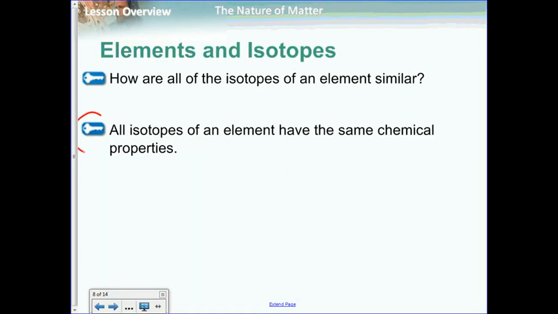The next key concept is that atoms have what we call isotopes. And isotopes of an element all have the same chemical properties, which means they react in the same way, and they make the same compounds and do the same things in chemical reactions, but there's only one small difference, and that's what we're going to talk about.